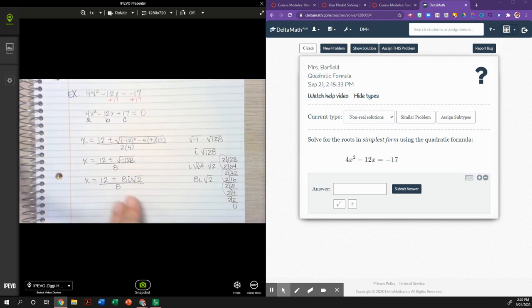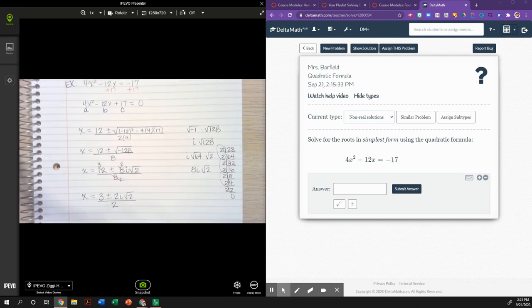All right, so now here I need to simplify if I'm able to. Well, 12, 8, and 8 are all divisible by the same number. You can't pick a number for 12 and 8 and then pick a different number for 8 and 8. You have to reduce in a consistent manner. So I can reduce all of them by 4. So 12 divided by 4 is 3, 8 divided by 4 is 2, and 8 divided by 4 is 2. So my final answer is 3 plus or minus 2i root 2 all over 2. So that is my final answer.